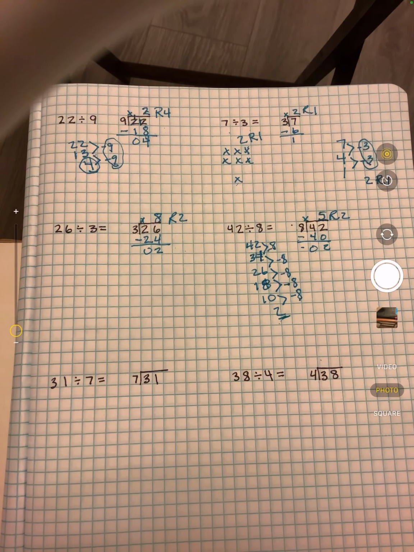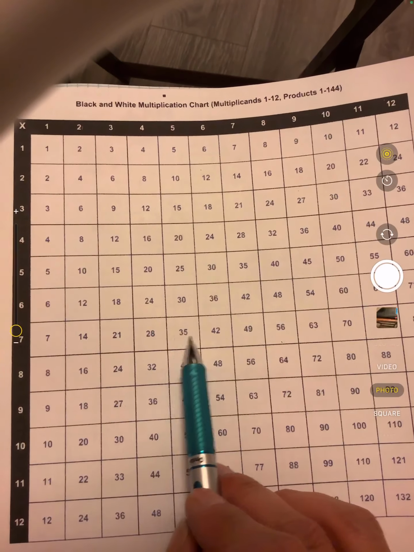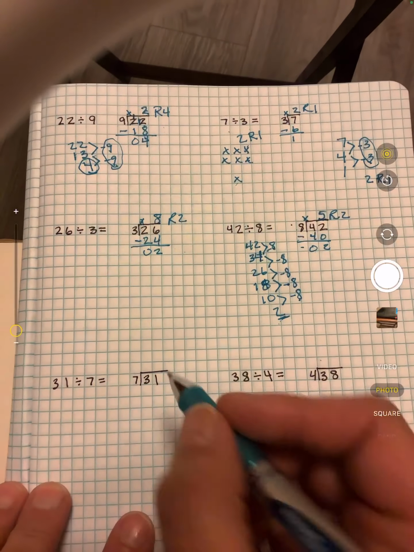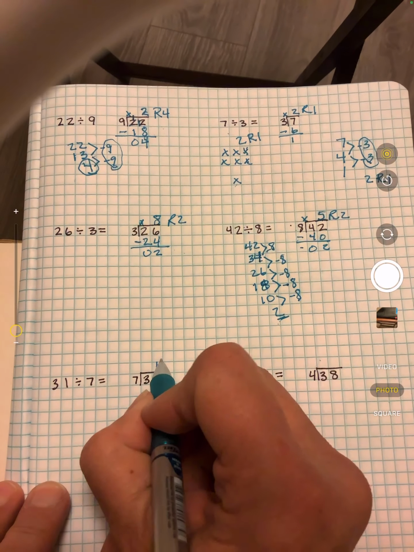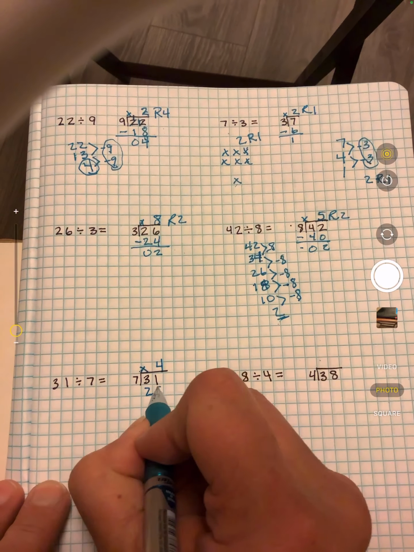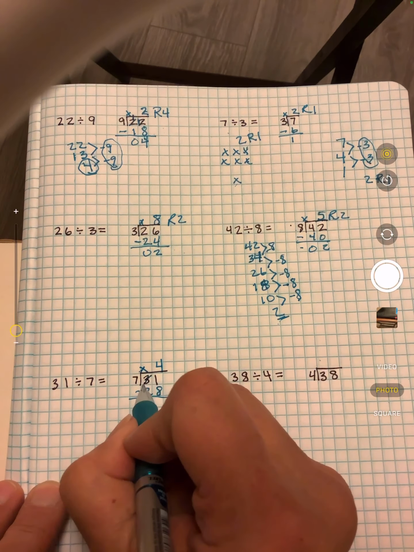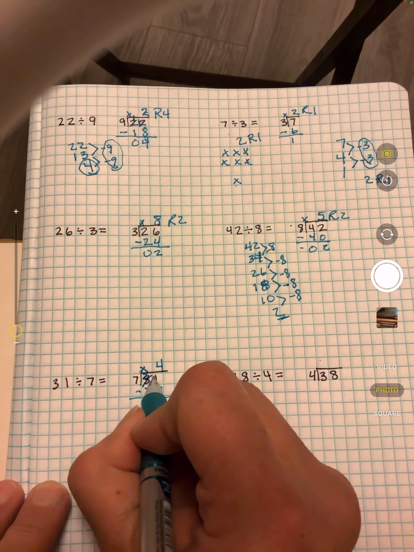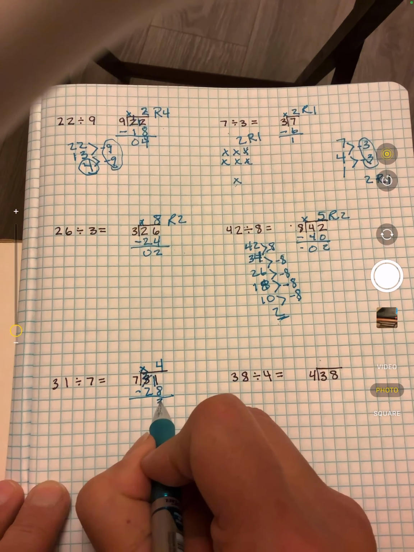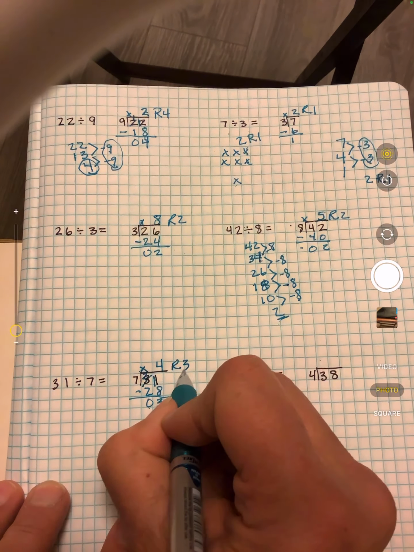31 divided by 7. Go across your 7s. 35's too high, so we got to go there. 4. 4 times 7 is 28. I can't subtract that, so I have to borrow. This becomes 2. Okay, 3, 0, so 4, remainder 3.